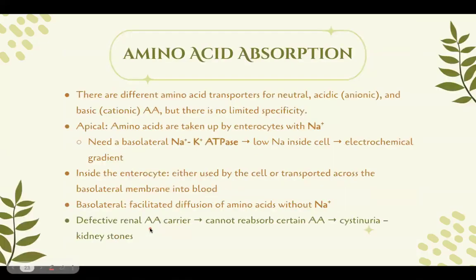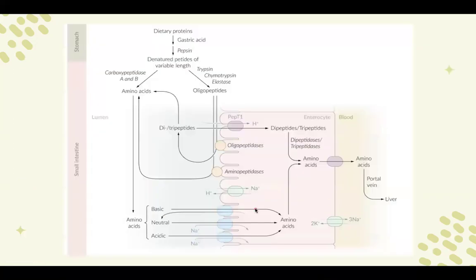Now, once the amino acids are inside the enterocytes, they can either be used by the cells for different processes or transported across the basolateral membrane to go into blood, to be used by the rest of the body. At the basolateral side, we have facilitated diffusion of amino acids without sodium. So we said that here we use sodium, which means that it's an active process. At the basolateral side, when amino acids cross, they don't use any sodium. They just flow by facilitated diffusion, which is a passive process. And then they can go to blood and so on.